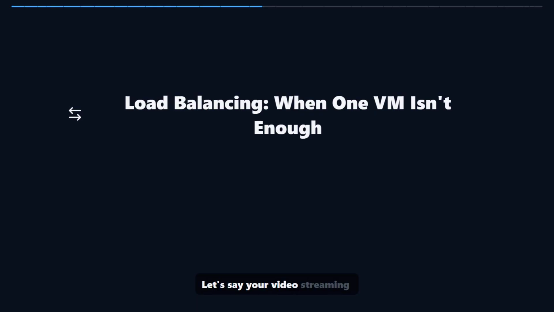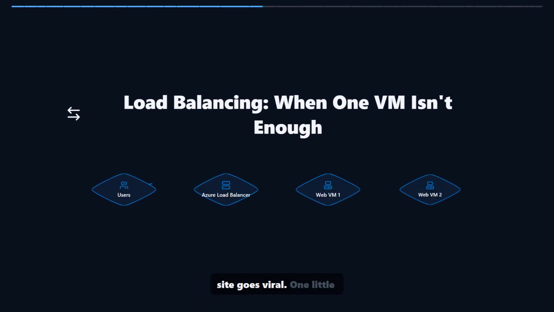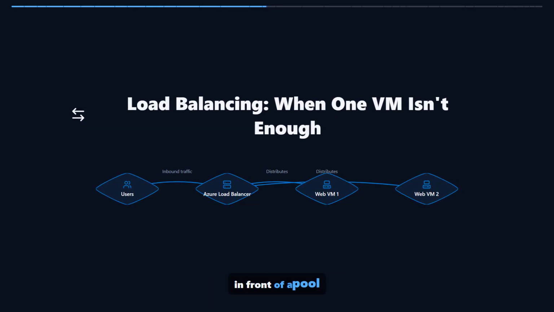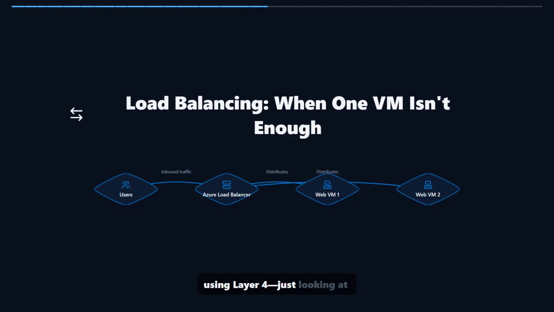Let's say your video streaming site goes viral. One little VM can't handle the traffic, and users get 502 errors. You need to spread the load. Azure Load Balancer sits in front of a pool of VMs, evenly distributing traffic using Layer 4, just looking at IP and port.